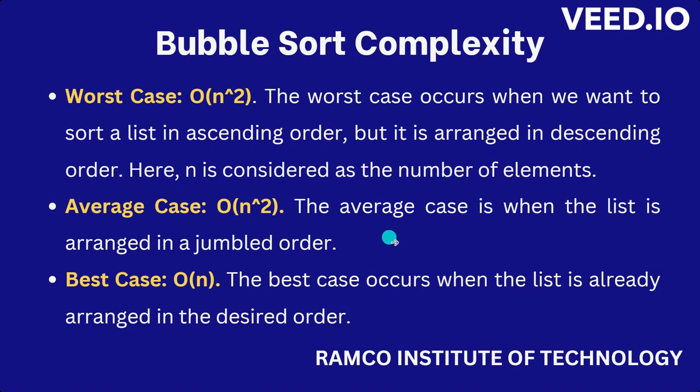Next is the average case, which is when the list is arranged in a jumbled order. The average case time complexity is big O of n square. Next comes the best case. The best case occurs when the list is already arranged in the desired order. The best case complexity is big O of n.